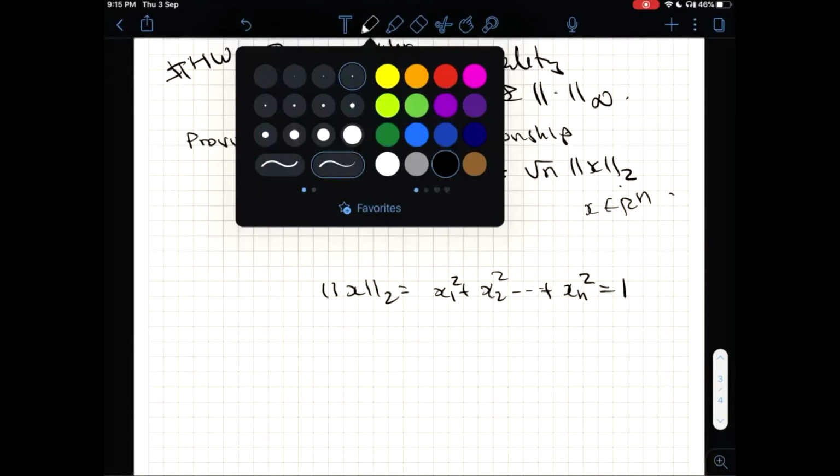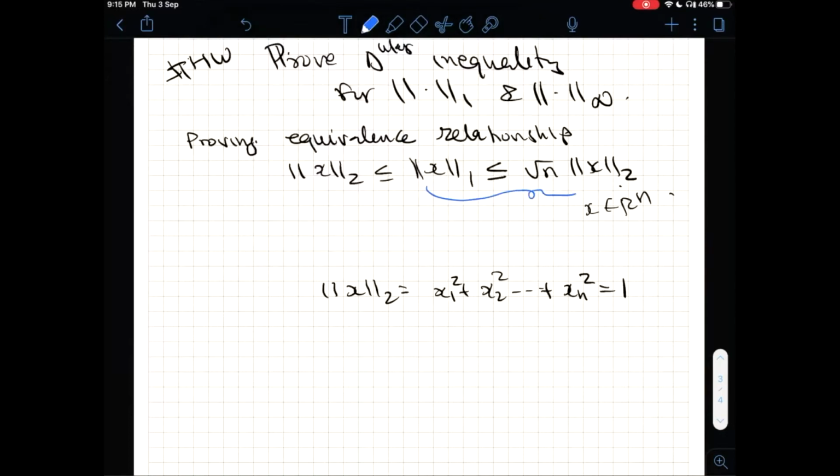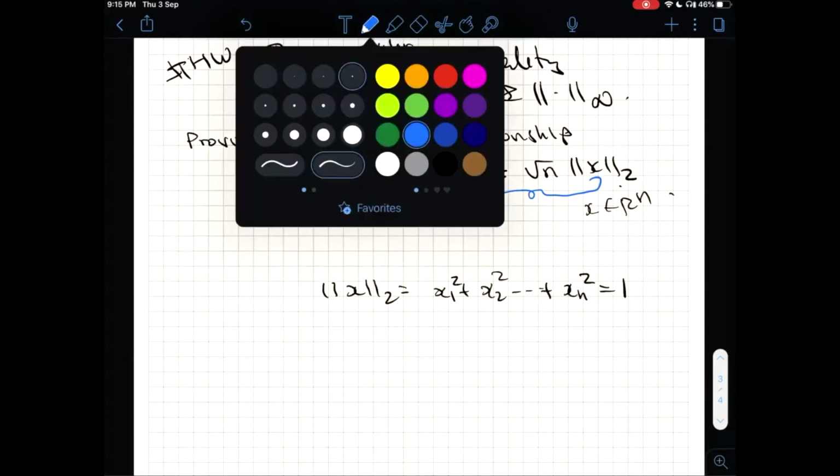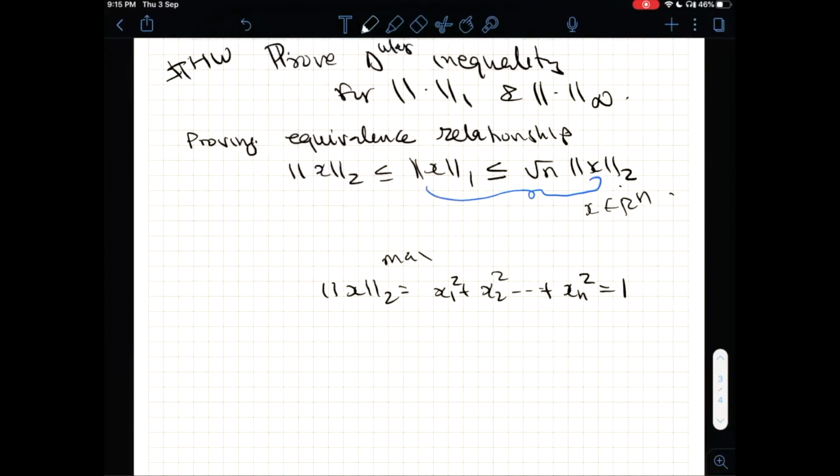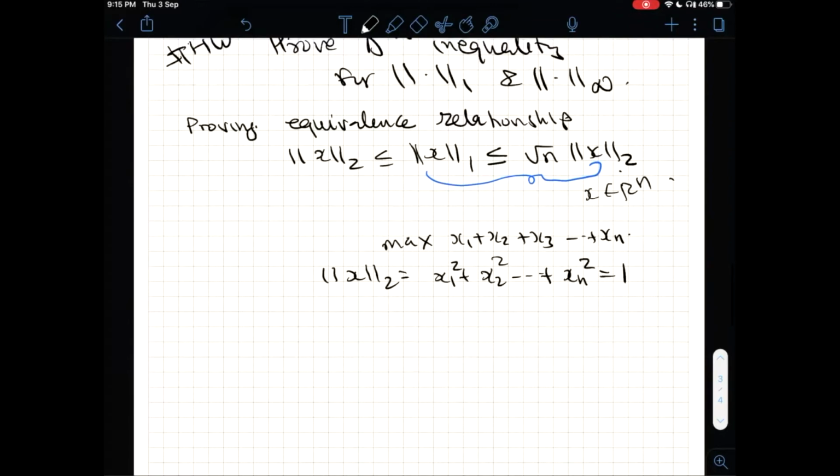Now suppose I am trying to focus on proving this upper bound. Then what should I be doing? I should be maximizing the first norm, which is saying maximize x1 plus x2 plus x3 up to xn. And I can already hear you raising the objection that it is modulus of x1 plus modulus of x2 up to modulus of xn. Fine, agreed. So what I am going to do is stipulate instead that x1 is greater than or equal to 0, x2 is greater than or equal to 0, and xn is greater than or equal to 0.